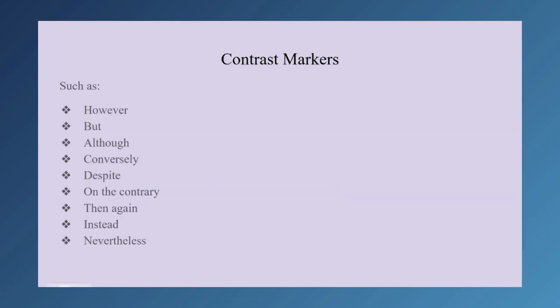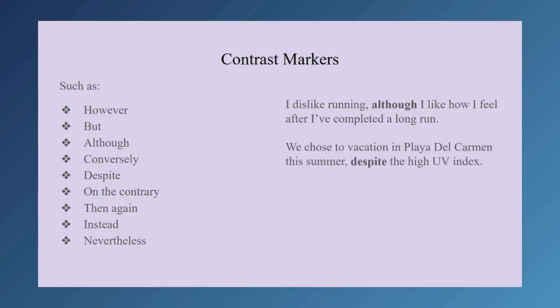Contrast markers are words that indicate a contrast or disagreement, such as however, but, although, conversely, despite, on the contrary, then again, instead, or nevertheless. For instance, I dislike running, although I like how I feel after I've completed a long run. The although is the marker that shows the second part of the sentence will contrast with the first. Or, we chose to vacation in Playa del Carmen this summer despite the high UV index. Despite shows the contrast.